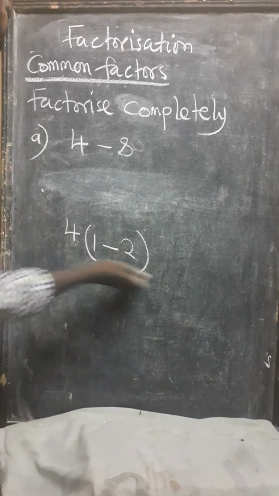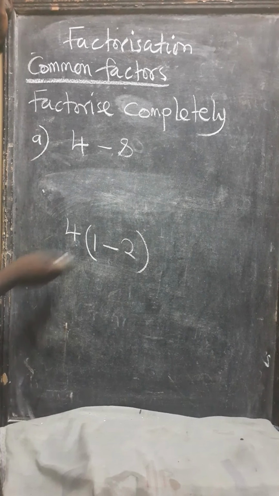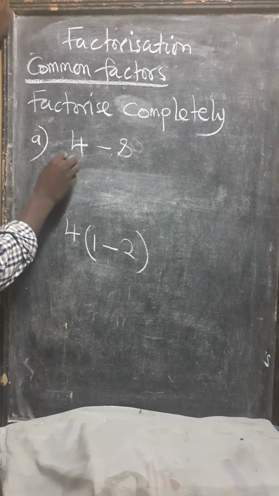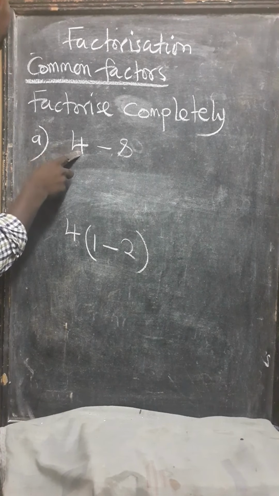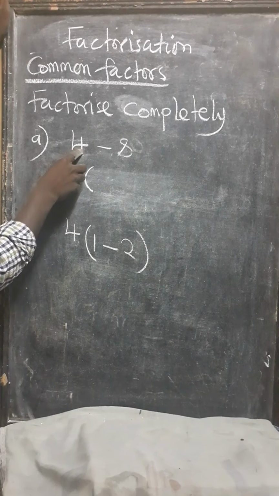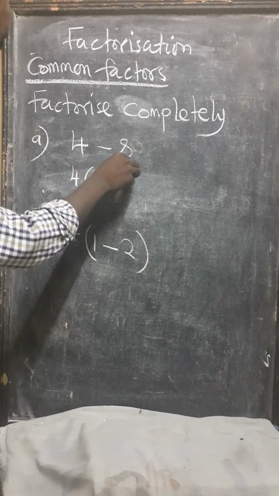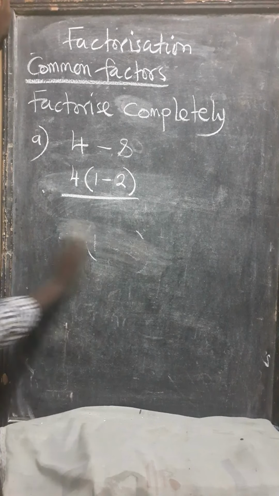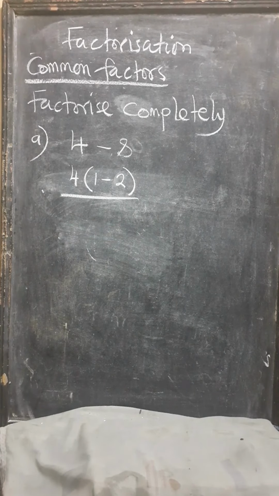Now we want something that has been simplified. So this is the factorization by common factor, where we go for the highest common factor, the highest number that can go into 4 and 8. It's going to be 4 itself. Then when you divide, you get 1 minus 2. So this is what is going to be our answer. Okay? That is by this method.